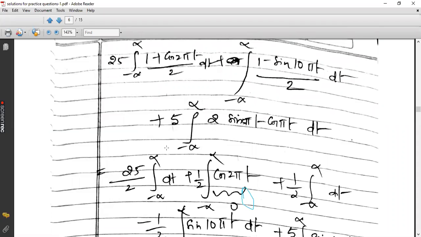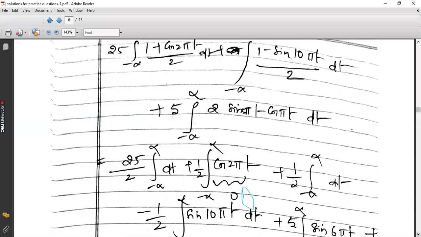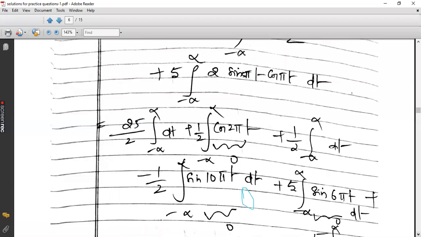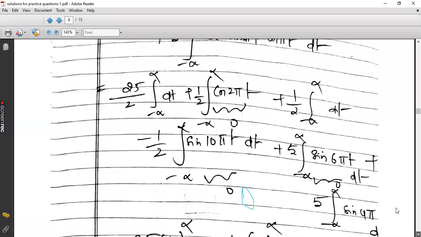You know that the integral over a full cycle for any cosine waveform and sine waveform will be 0. So this will be 0, and this will also be 0. So the only term that is retained will be 25 by 2 integral of dt. Again, you will have this term also, 1 by 2 integral from minus infinity to infinity dt. All the 3 terms will go to 0.